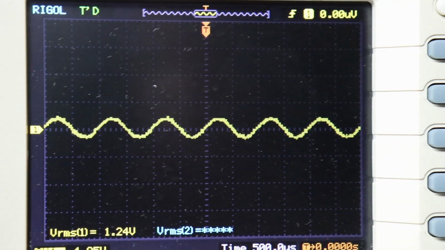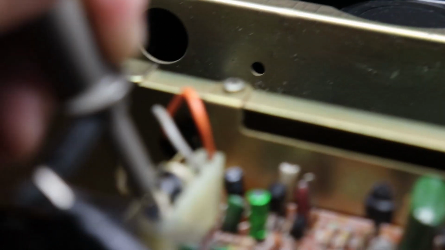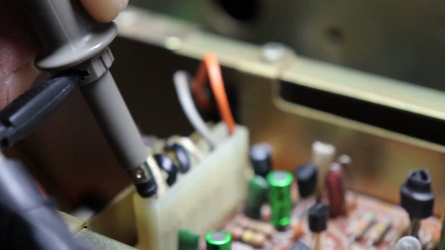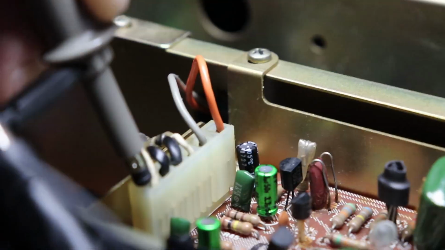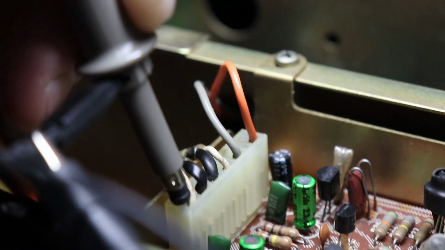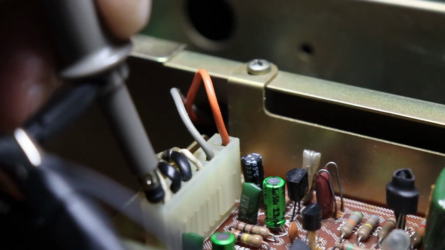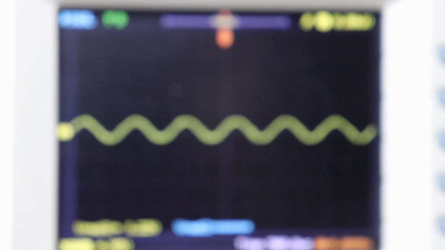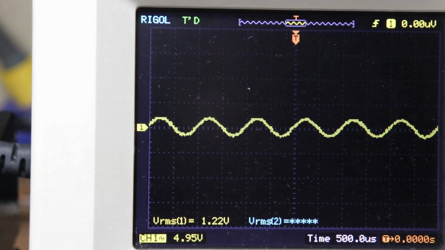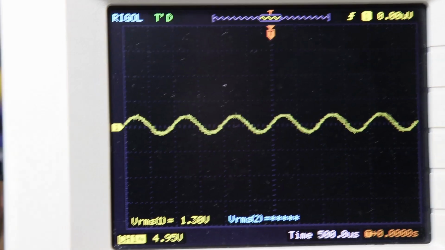Not so good, right? That doesn't look so good there. So that kind of verifies why it's not working properly. Something back here on this board is preventing that sine wave from having the correct amplitude. So again, this is the one that we know has a problem. This is the right channel.